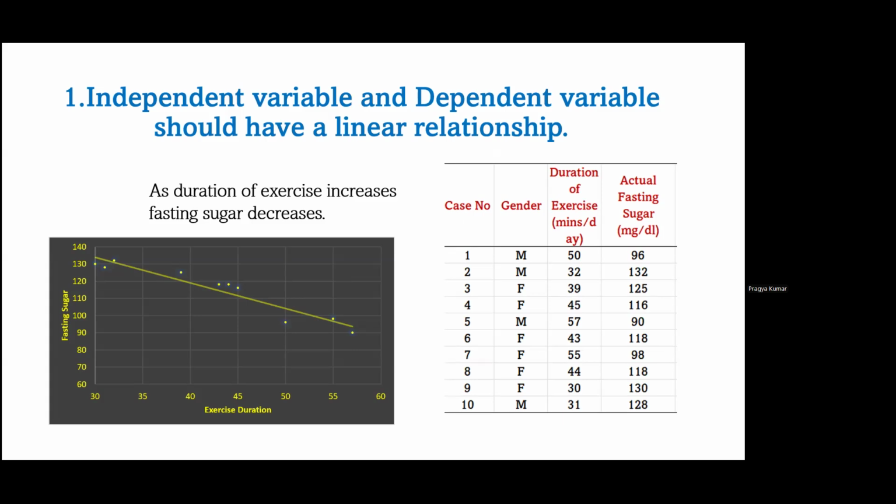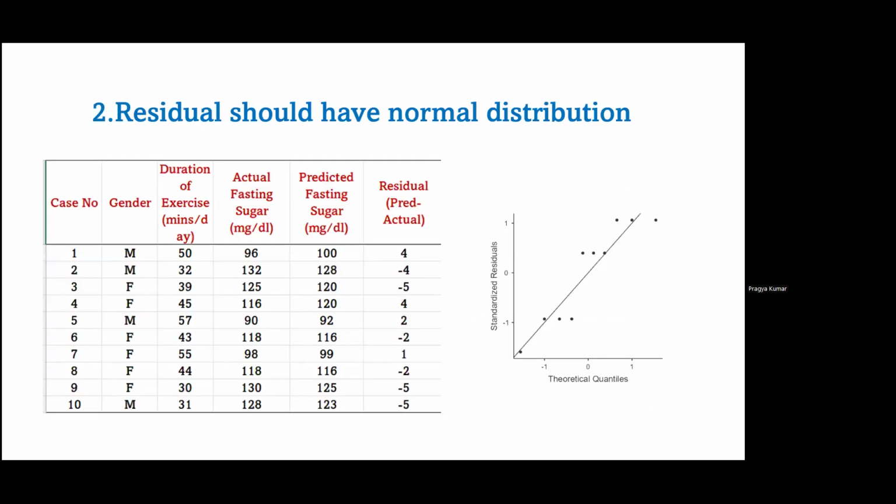In this case, you can see that as the duration of exercise increases, the fasting blood sugar also increases. Even if this is decreasing, definitely it is linear. If you see the line, there is a straight line and it is a linear regression. It is the same line for that data which you have seen earlier. This is one assumption. The second assumption is that the residual should have a normal distribution.